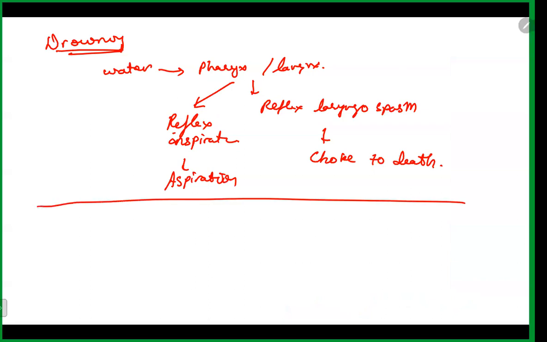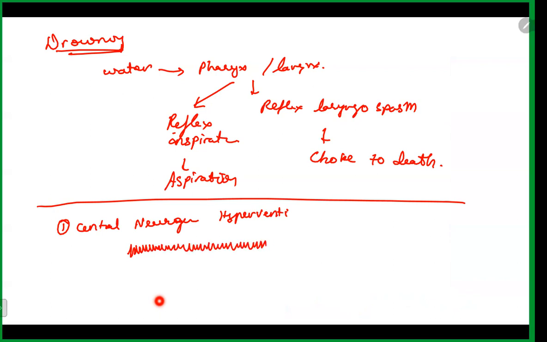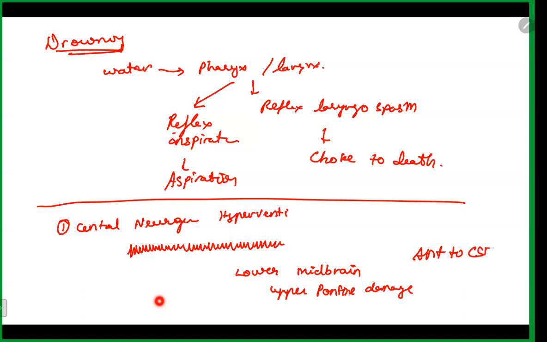And you have a few more breathing patterns also. Number one, central neurogenic hyperventilation. So it will be like this, a central hyperventilation, continuously like this. Whenever there is damage to the lower midbrain and upper pons, anterior to the CSF pathway, you will get central neurogenic breathing, and cluster breathing.